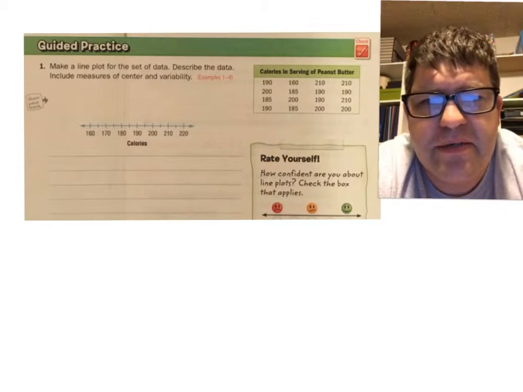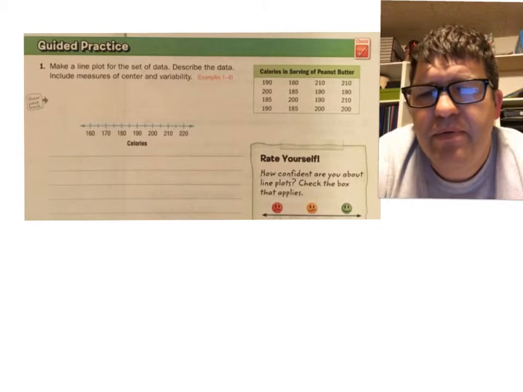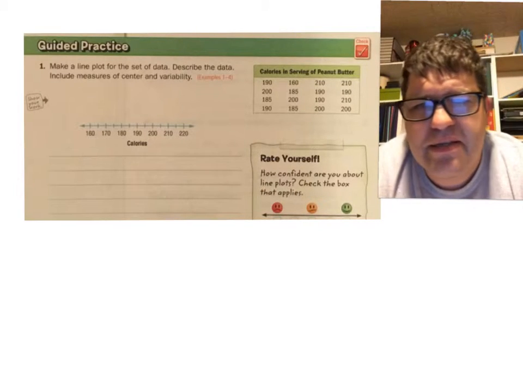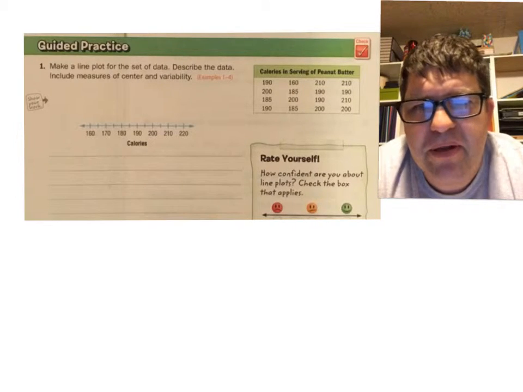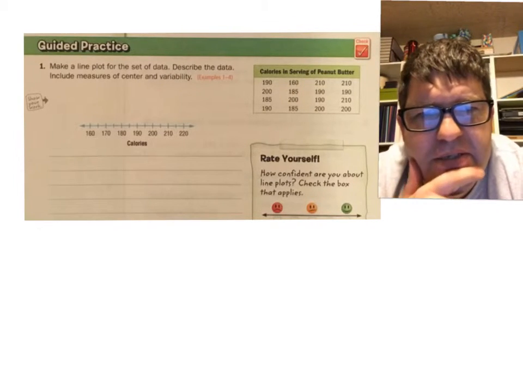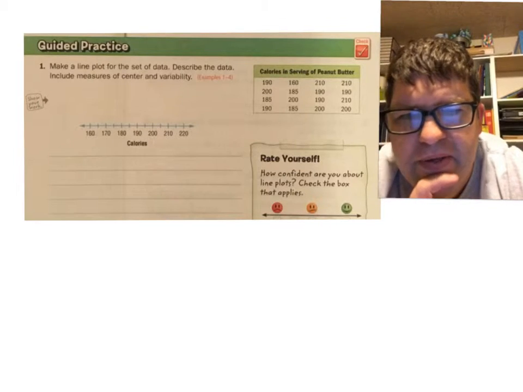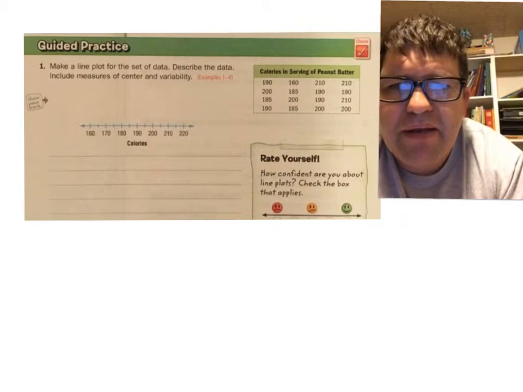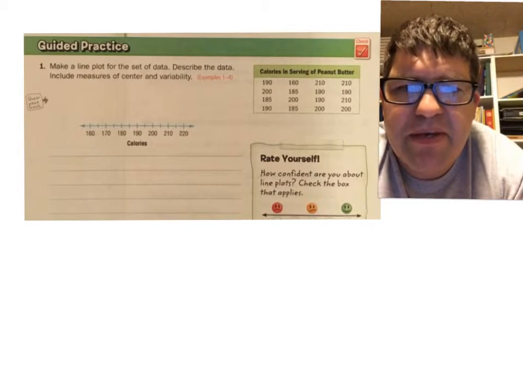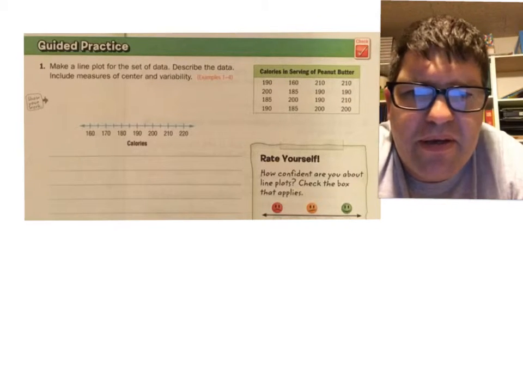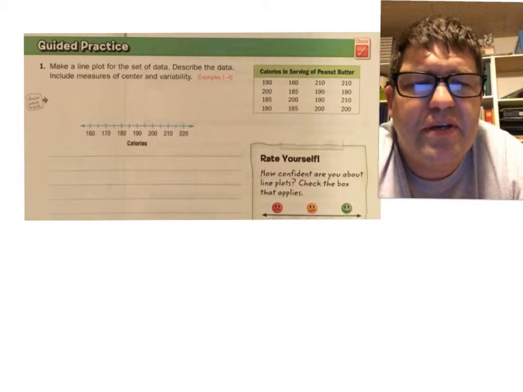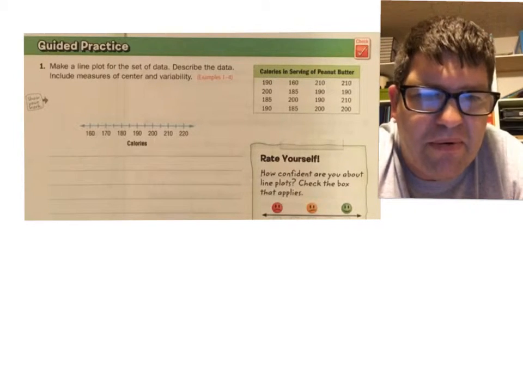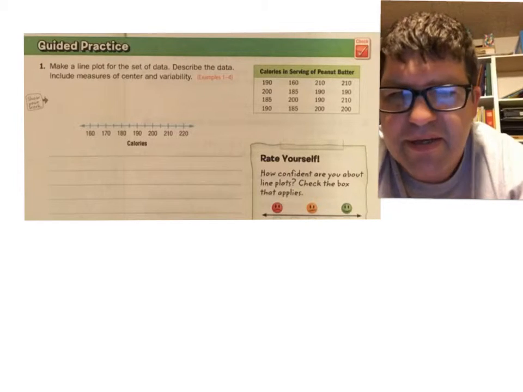Let's do a little practice here. We have a little guided practice. I see that there is a table here: calories in servings of peanut butter. Make a line plot of the set of data, describe the data, include measures of center and variability. We're not going to worry about the variability, but we are going to get the range. I want to get the range, the median, and the mode. I want to be practicing those three things.